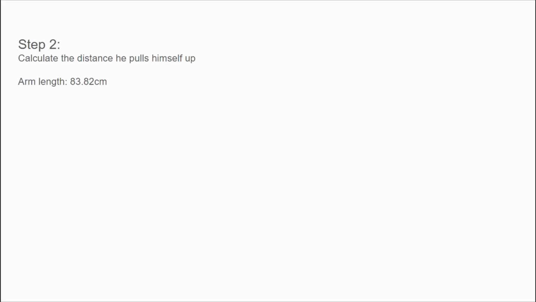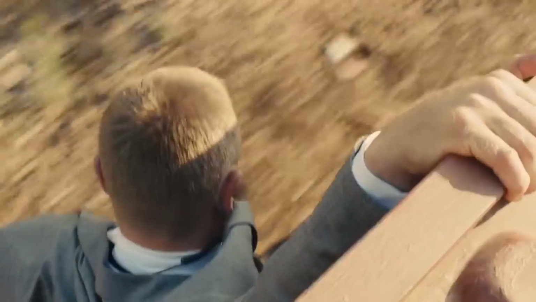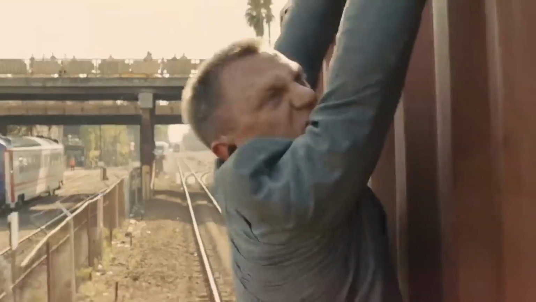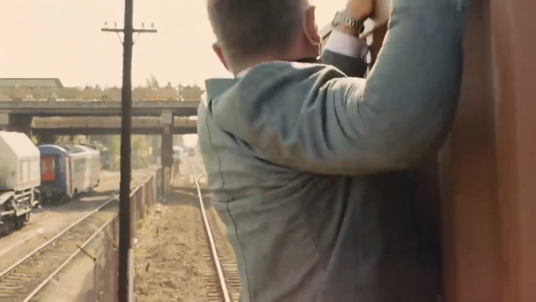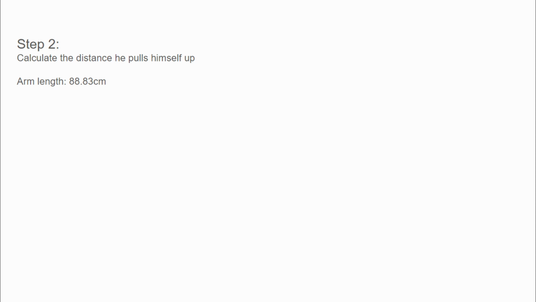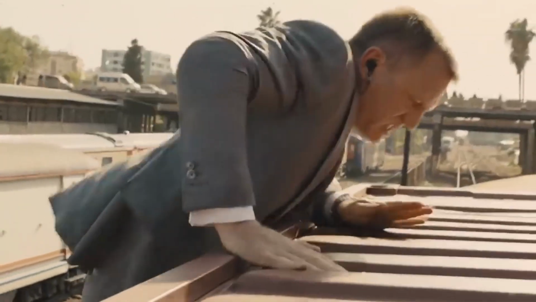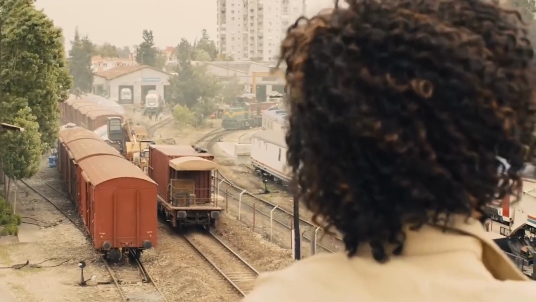To do this, I needed to find out the length of his arms, but since there is no listing on Daniel Craig's wingspan, I searched up the average arm length of a 5'10" male, which is 83.82 centimeters. To calculate the distance, I needed to multiply the arm length by 2 because he goes that distance once by having his arms fully extended and doing a pull-up. The second time he goes that distance is fully extending his right arm to put his entire body on the train.